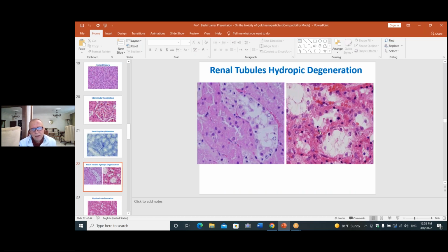In addition to that, here the gold nanoparticles induced hydropic degeneration. You see, these are insulted. These are damaged cells. You see, they are clear because they lost the contents, the organelles that perform the functions of the kidney. For example, this is not damaged, while this one is damaged, this one is damaged. So here we have hydropic degeneration as a result of the imbalance of water and the entrance of water to the renal cells.